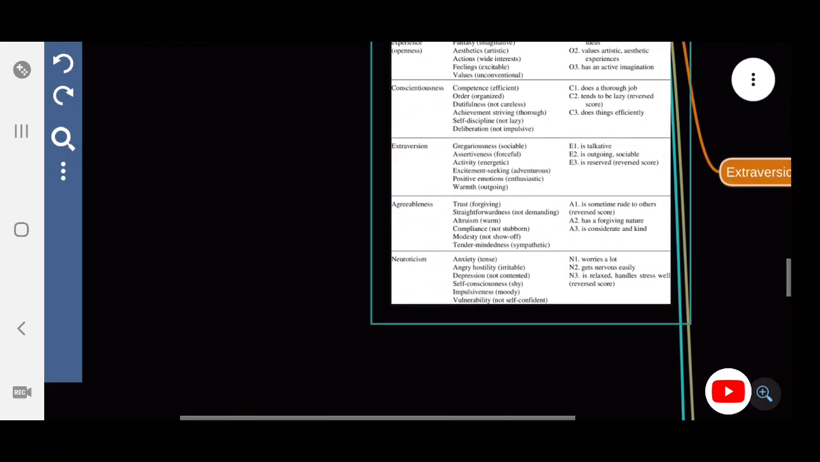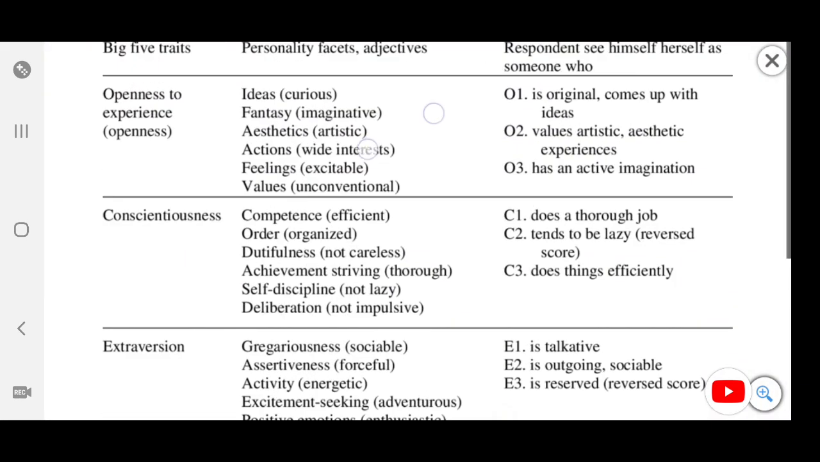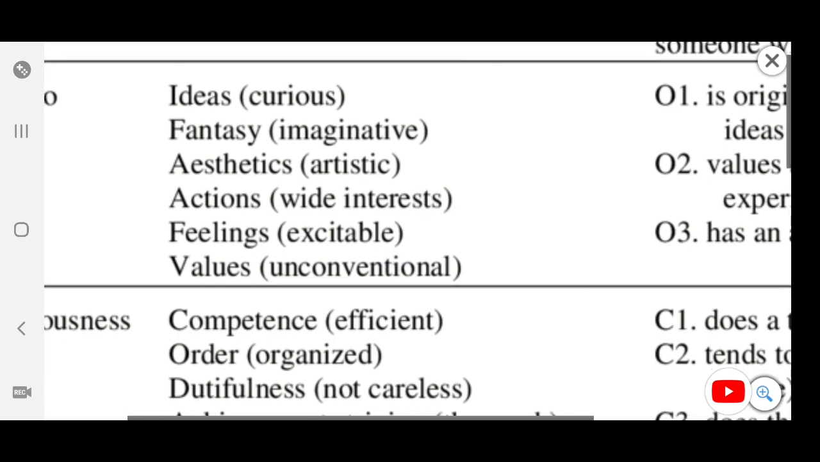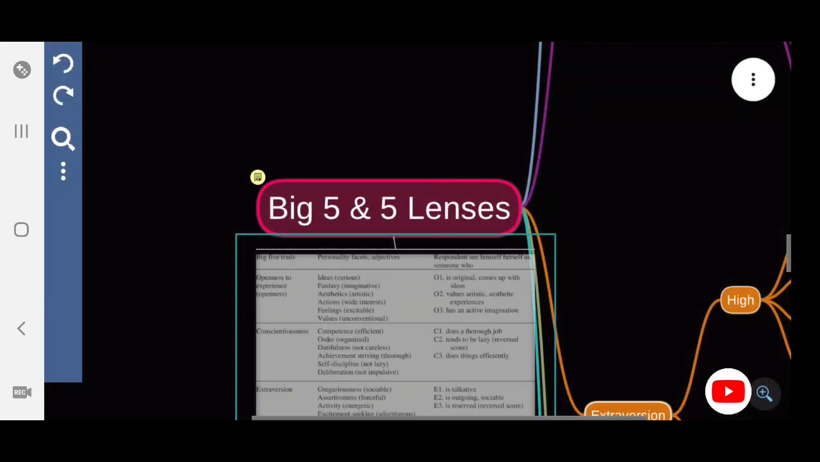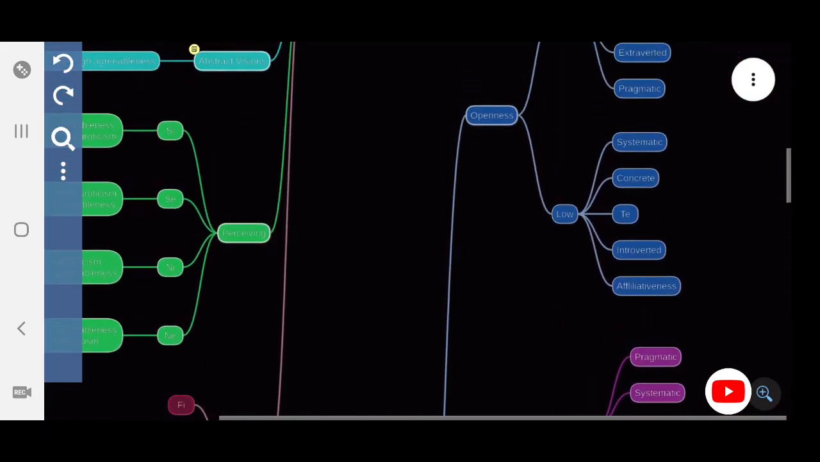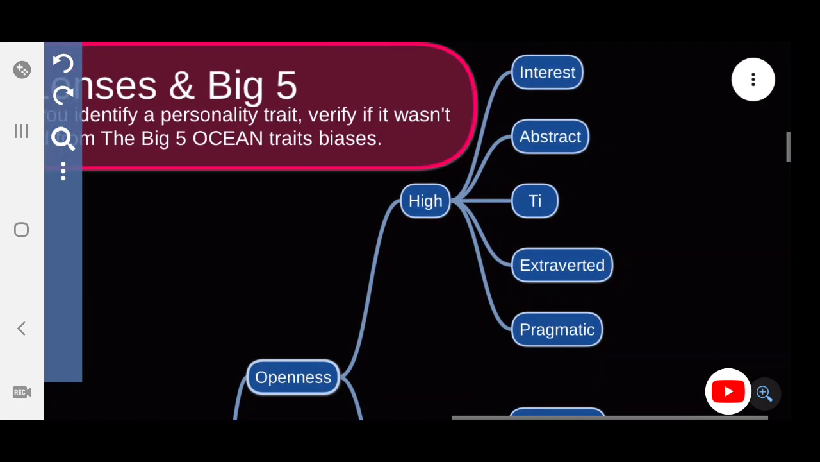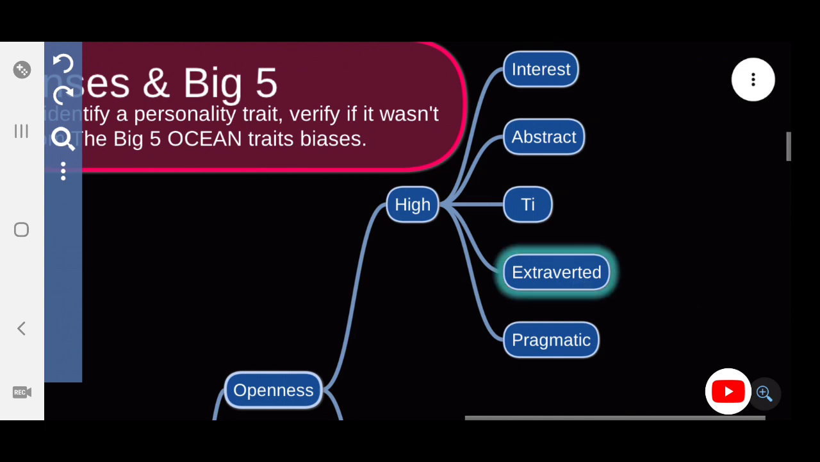I just don't want to elaborate so much. I'm afraid I'm going to be wrong. So you see: curious, imaginative, artistic, wide interest, excitable, and unconventional. They come up with original ideas, very artistic. They are very open, have many ideas, and they can also seem like someone with extroverted intuition or introverted intuition, something really abstract. And they're going to seem extroverted because they share the ideas with people, be open, and all that.